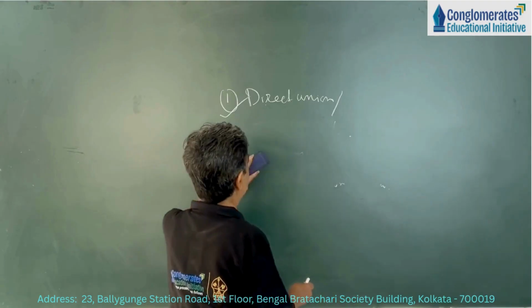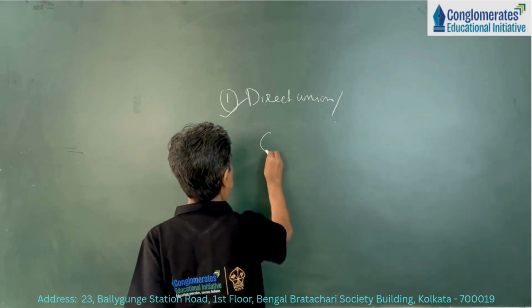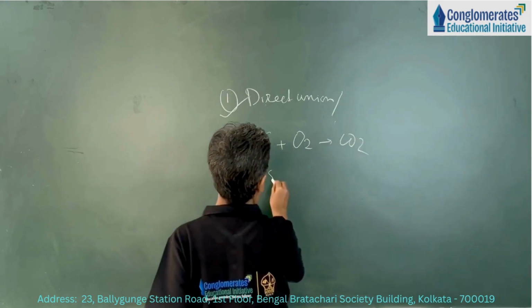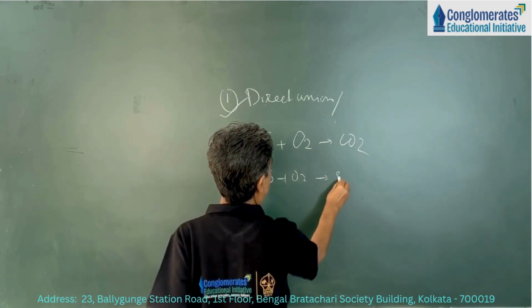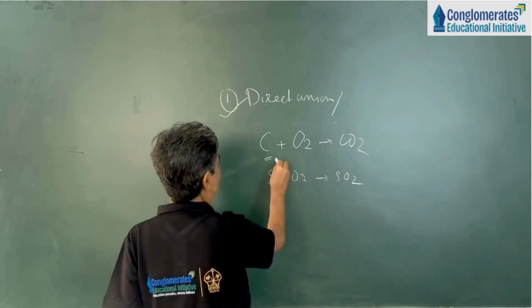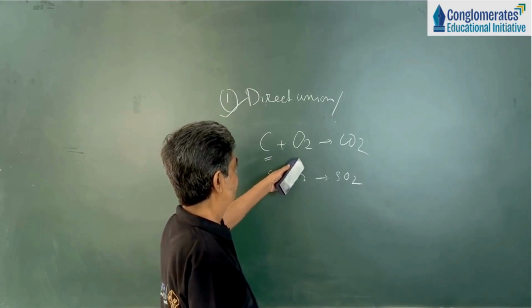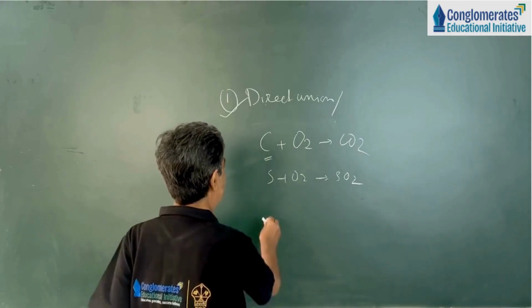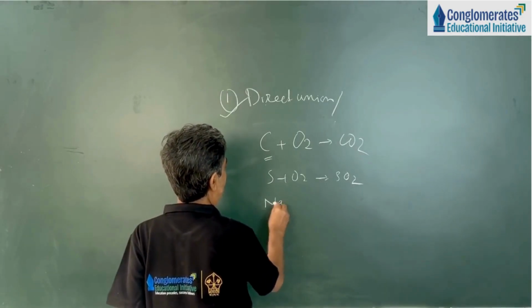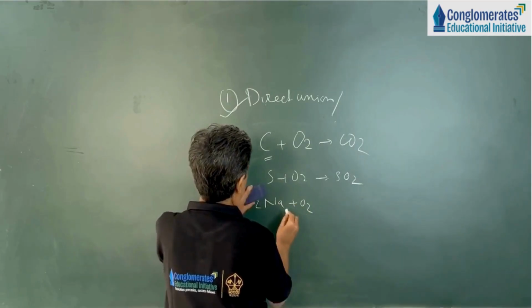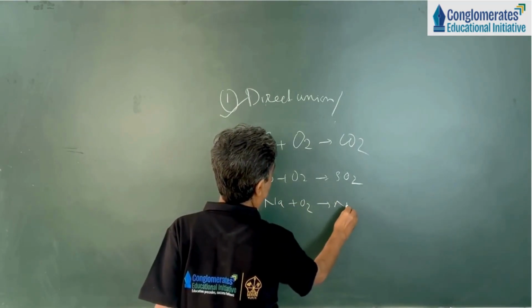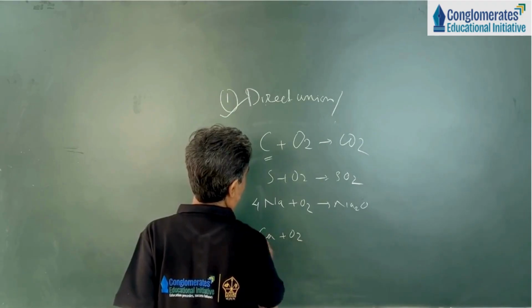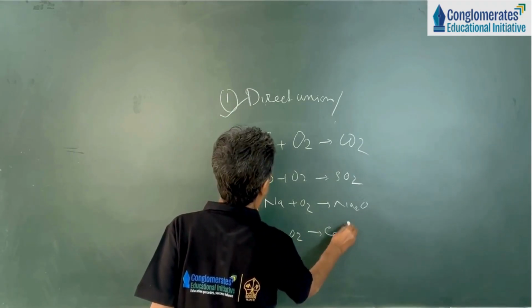As examples, the most important will be carbon plus oxygen gives carbon dioxide, or sulfur plus oxygen gives sulfur dioxide. When carbon is burnt in air or oxygen, it forms carbon dioxide. Sulfur combines with oxygen to form sulfur dioxide. If you take any metal, suppose Na, 4Na plus O2 gives 2Na2O. Or calcium plus oxygen gives calcium oxide. They all are combination reactions.